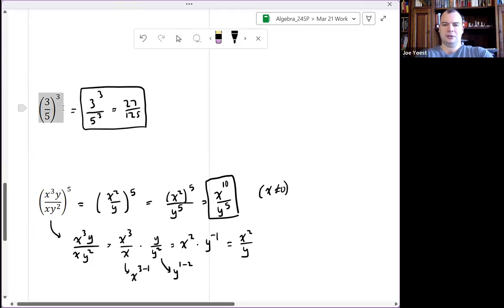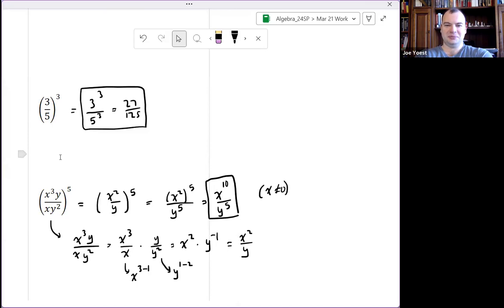Okay, so 3/5 to the third power. We would distribute our power into the quotient to get 3 cubed over 5 cubed. And we could leave it at that. Or if we wanted to, we could multiply it out as 27 over 125. Either way is fine for this problem anyway. If it was on WebAssign, put the answer in the way that it tells you to. And then the second problem was really the challenging one.